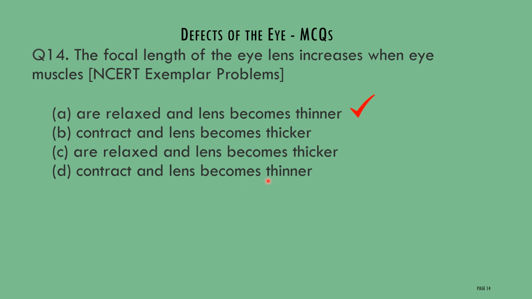Which is the correct answer? The correct answer is when the muscles are relaxed and lens become thinner, then the focal length of the eye lens increases. In which case does the focal length of the eye lens, otherwise the distance between the lens and the image, increase? When the muscles are relaxed and the lens becomes thinner. Whether you are using a concave or convex lens, when the lens becomes thinner, it will increase the focal length.